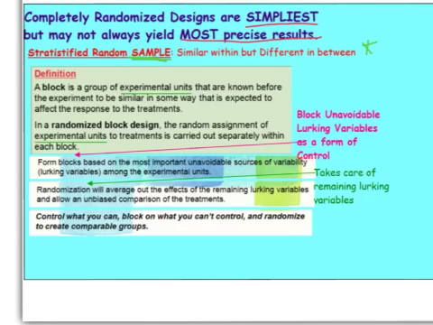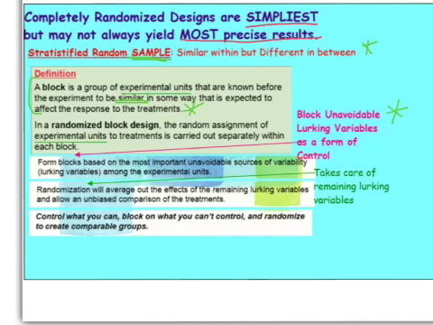Now, in an experiment, we can do the same thing. It's different terminology. It's called creating a block, not creating a strata. So what you want to do is create a block, and it's a group of experimental units that are known before the experiment to be similar in some way, such that it is expected to affect the response of the treatments. This is why you want a block, because you think it's going to change the response of the treatment, and you want to be able to control that. So blocking is a way to control unavoidable lurking variables. That's why we do it.